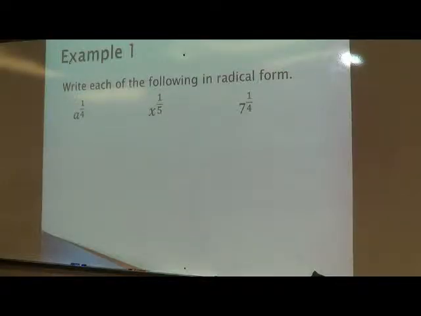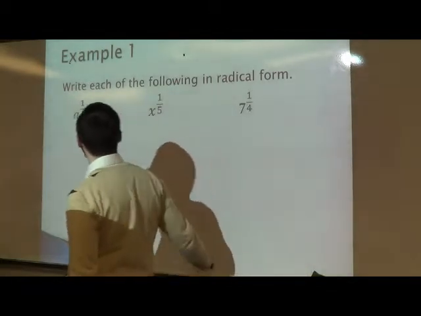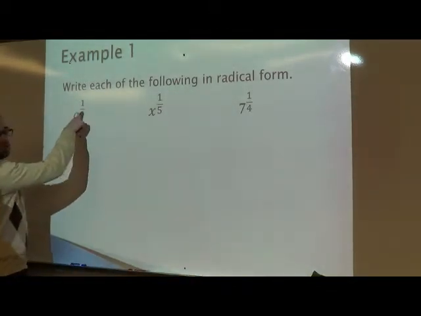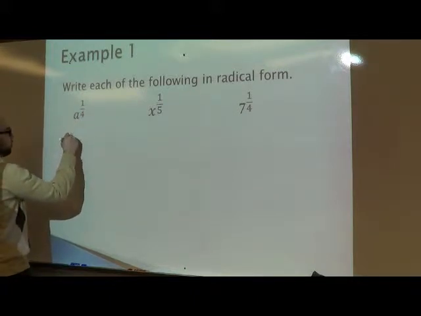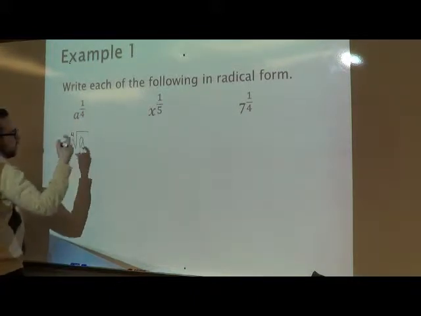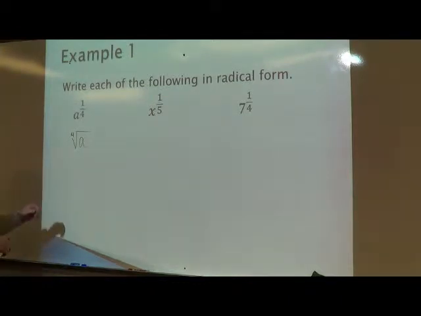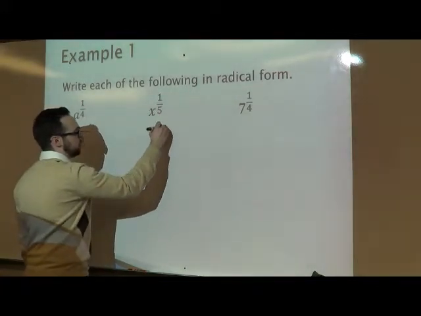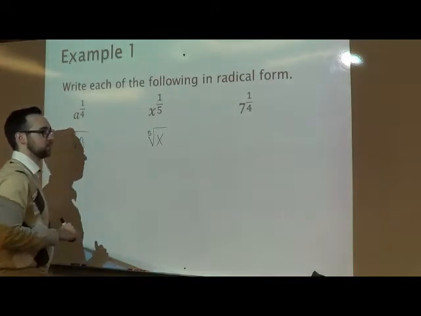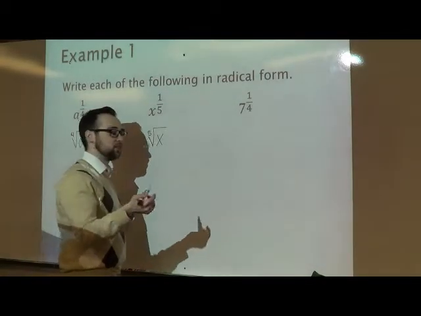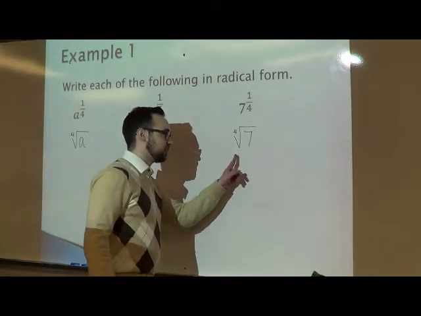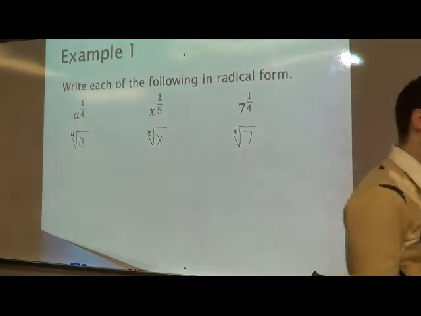So if we look at a few examples here, they just want us to write the following in radical form. So what we're going to do is we're going to say this is 1/4. So because it's the 4, we're taking the 4th root of a. Now I can't do anything with it, but they just want us to rewrite that using radical form. So then 1/5 is going to be the 5th root of x. And 7 to the 1/4 would be the 4th root of 7. Now because it's a number, we could actually figure that out, but they don't ask us to do that.